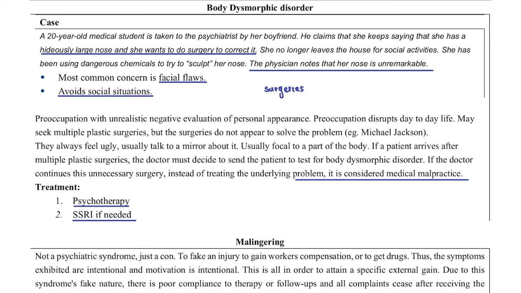The reason we give these patients an SSRI is because this is a type of OCD. They are obsessed with their appearance, and as a compulsion they would go on doing surgeries, and this is said to be related to the neurotransmitter serotonin. So the treatment for this is an SSRI.